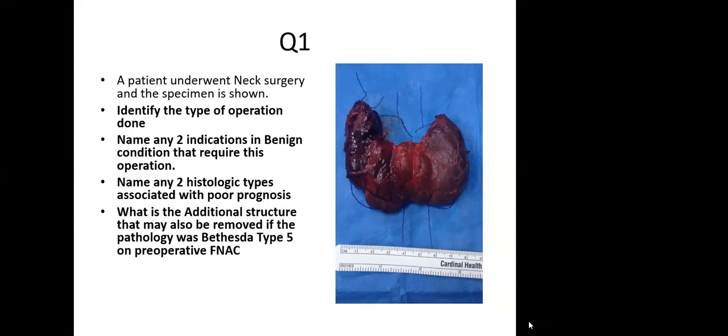The last one will be even a goiter with a retrosternal prolongation. Definitely it will be better to always consider a total thyroidectomy rather than considering a subtotal as a part of the procedure. Now, the next part that the question has asked you about is: name two histological types associated with a poor prognosis.